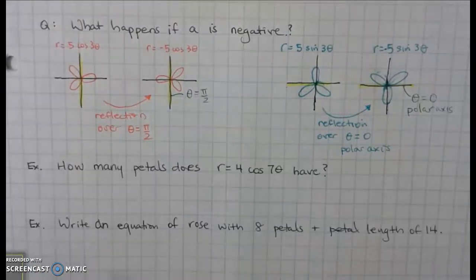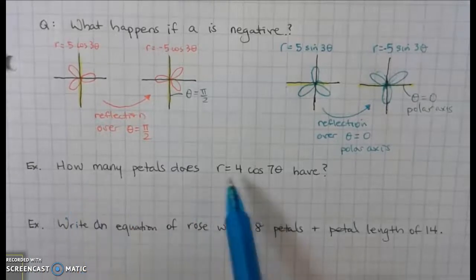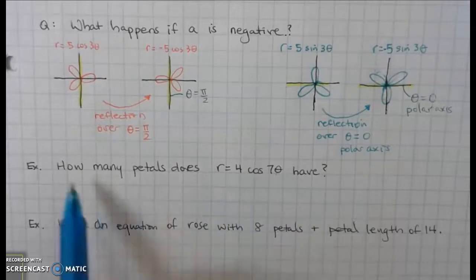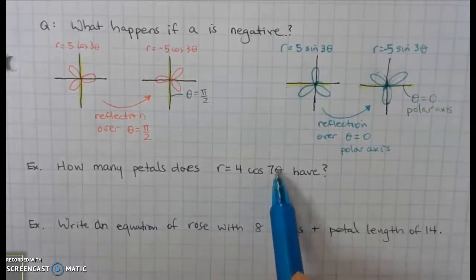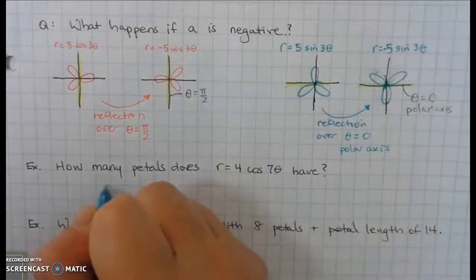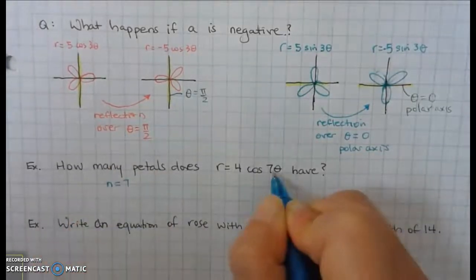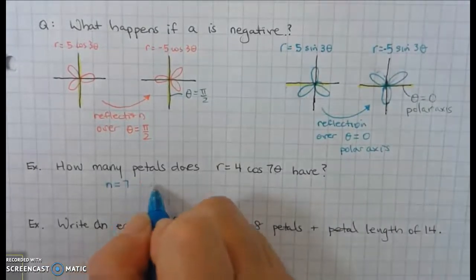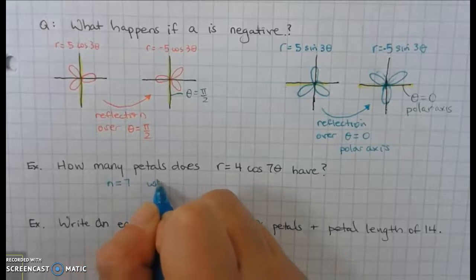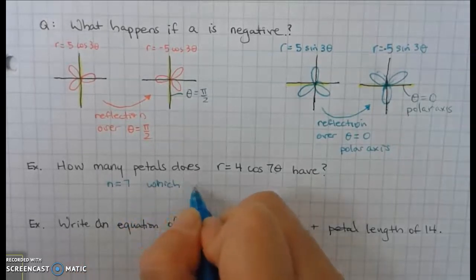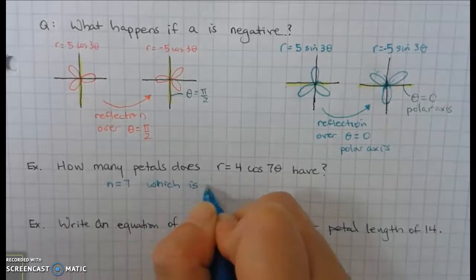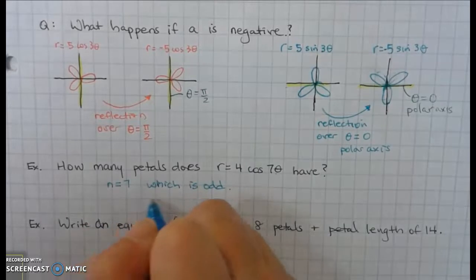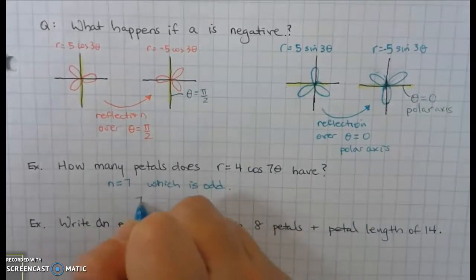Now we're going to look at some example questions. If I give you this equation, r is equal to 4 cosine of 7 theta, how many petals does it have? Well, in this case, we know that n is equal to 7, right? So this 7 right here tells us how many petals we're going to have, and it is odd, right? If this was even, you would need to double it. But since it is odd, the number of petals would be just the n value, which is 7 petals.